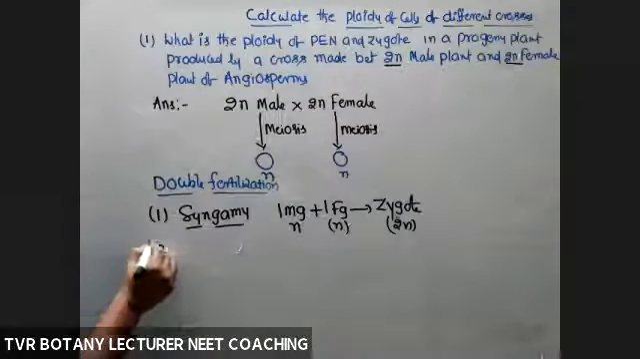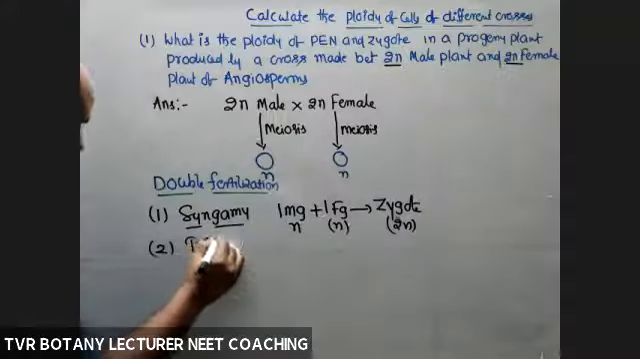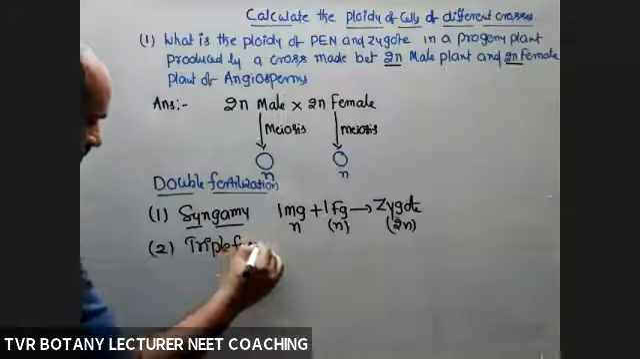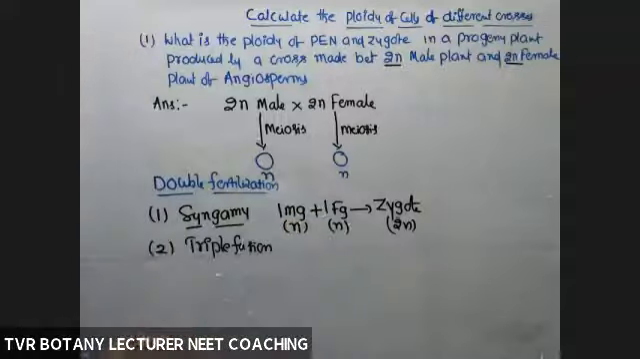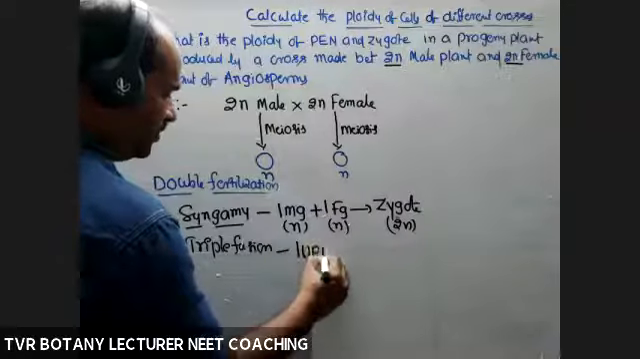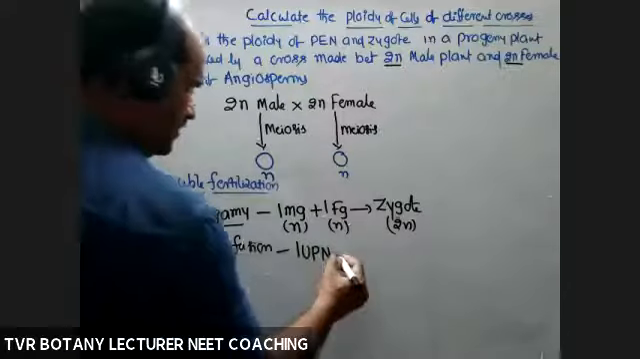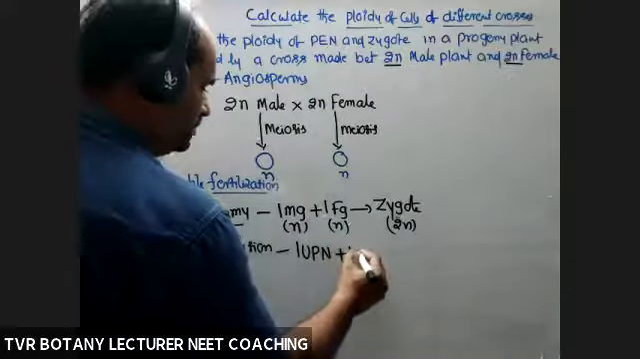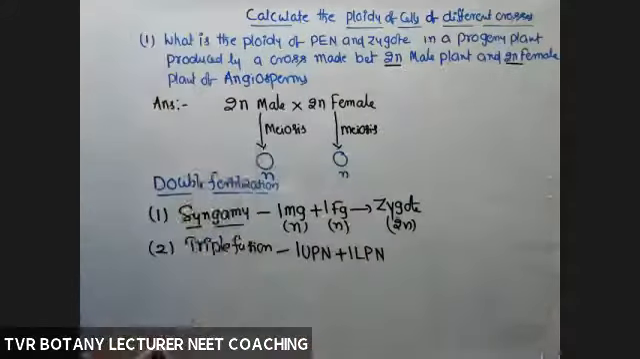And second one, that is triple fusion. It is a 1:1 ratio, one male gamete, one female gamete, in triple fusion or vegetative fertilization. This one is true fertilization. Now, what about triple fusion? One upper polar nucleus plus one lower polar nucleus, means two polar nuclei simply.